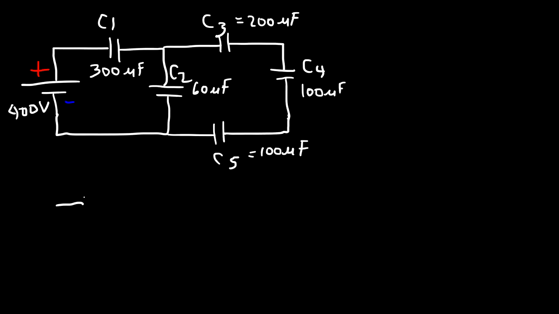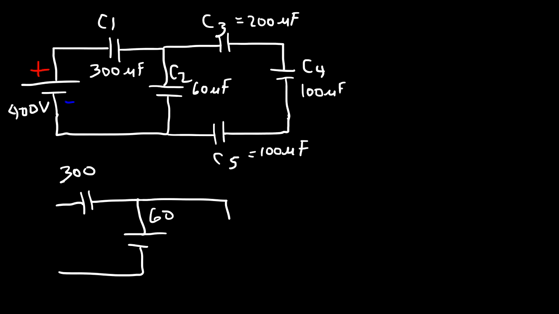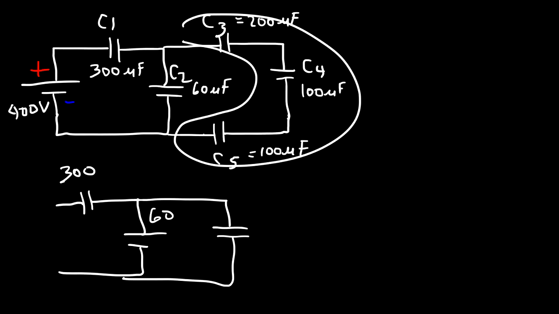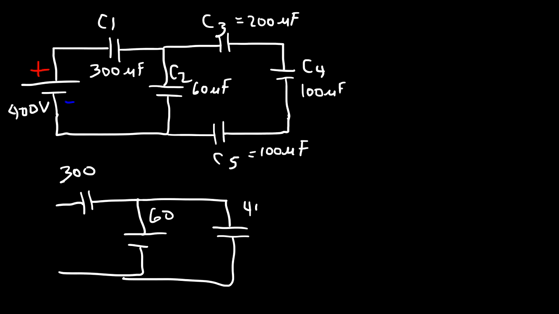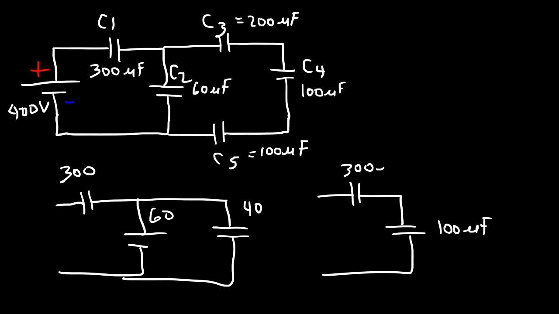So let's draw the circuit that we now have. Here's C1, it's 300 microfarads. C2 is 60. And these 3 capacitors combined is 40. Now notice that the 60 is in parallel with the 40. So we can add those 2. And so that gives us an equivalent capacitance of 100 microfarads, which is in series with the 300 microfarad capacitor.